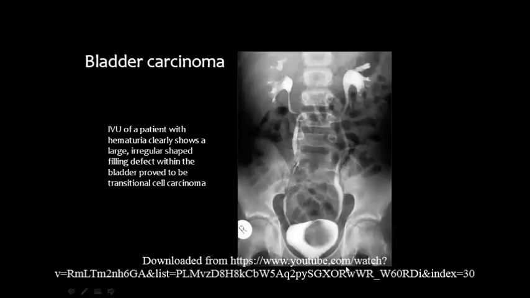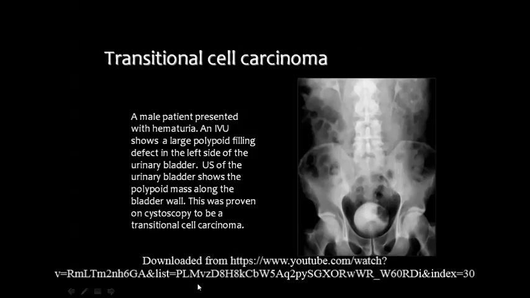Another case of urinary bladder cancer or transitional cell carcinoma appearing as a filling defect or a mass inside the urinary bladder. And another case also, and you can see here in the left side of the renal bladder a mass. And of course you know that the tumor mass is not mobile because it is attached to the bladder wall, while the calculi or blood clots, for example, will move inside the renal bladder.